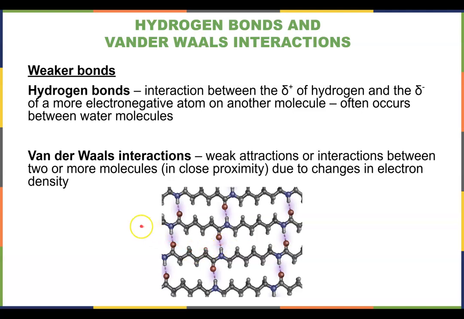Okay, another type of interaction is called a hydrogen bond. You also have a van der Waals interaction. Both of these are between molecules. So they don't actually happen in a molecule, but they do happen between adjacent molecules. And these are going to be super important, for example, in DNA.